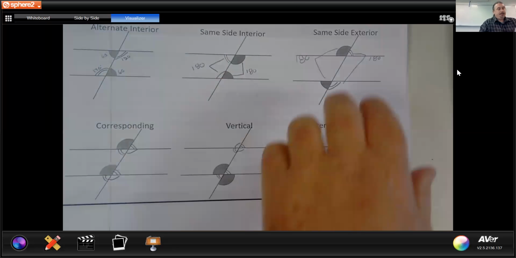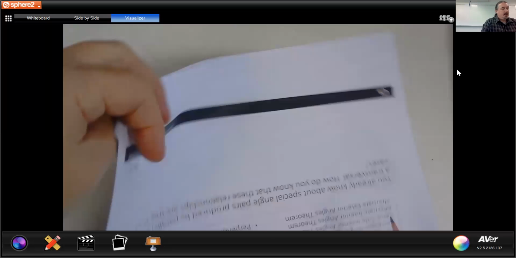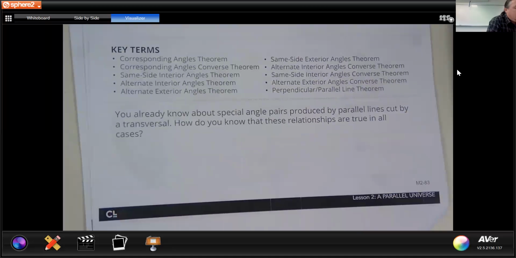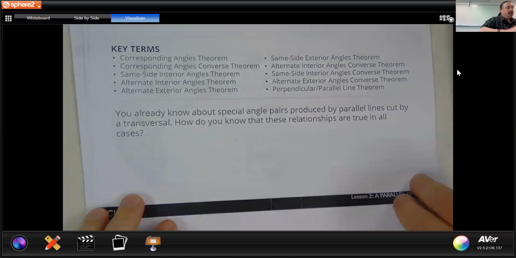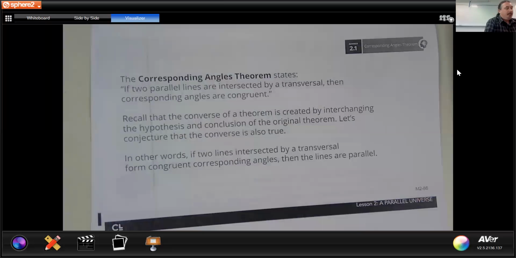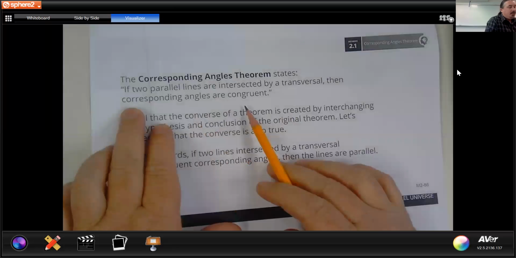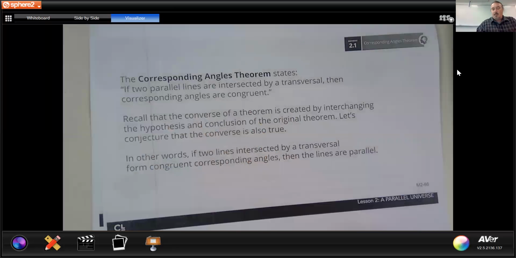All right, let's keep going. There's some theorems that we're going to learn. Take a moment to pause this video and get familiar with these theorems. We're going to use all of these theorems to prove other theorems, to prove other things are true. Let's start out with the corresponding angle theorem, which states if two parallel lines are intersected by a transversal, then the corresponding angles are congruent. And we just got finished working with the corresponding angles just a minute ago.